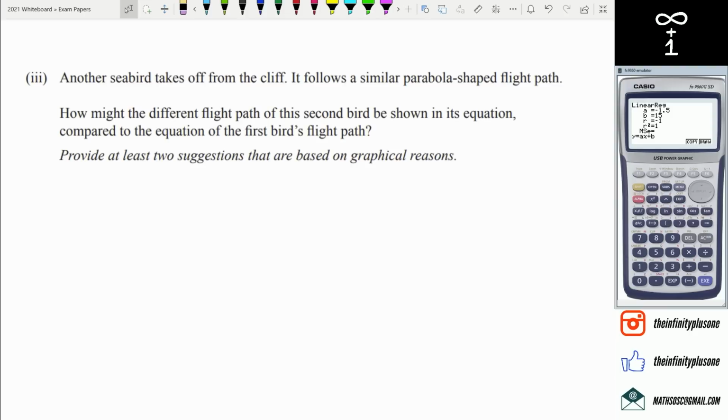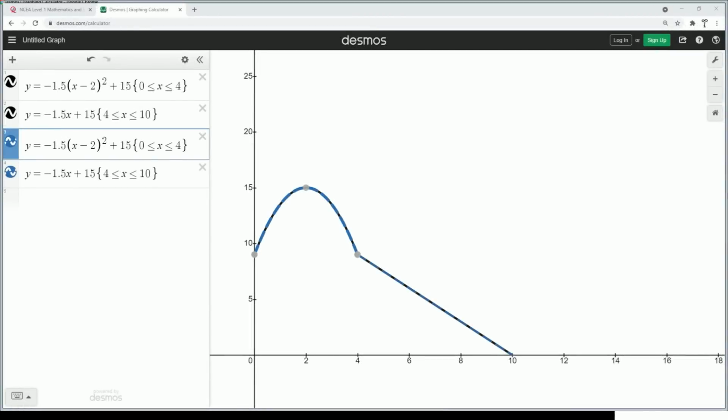So I'm going to jump over to Desmos just to show you guys some of the things that are happening here. Okay, so the black line that I've got here is the original bird's equation. Now we're not really worried about the second part. I think we're just looking at that first part of the parabola. So that's the only part that I'm working with. I'm going to show you guys what happens if we change a few things, and that's what you need to write about. So the first thing is I'm going to change the negative 1.5, to maybe negative 2.5.